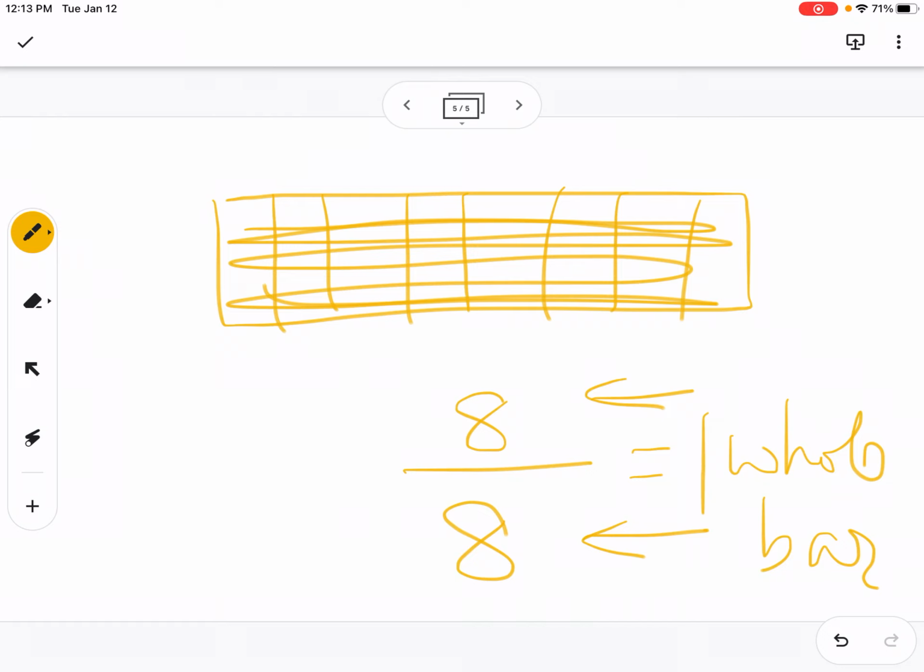So, interesting idea. If the top number of your fraction matches the bottom number of your fraction, it means you've got all the parts you need to make one whole.